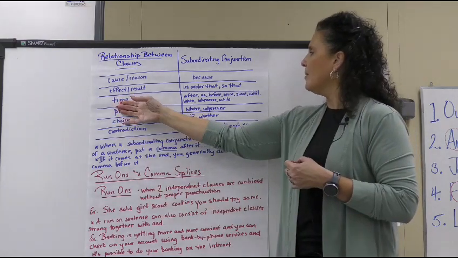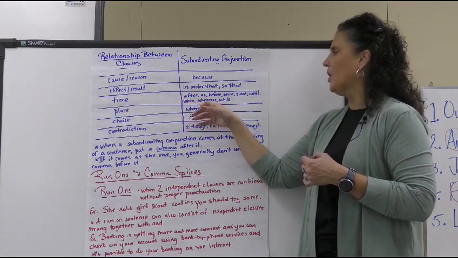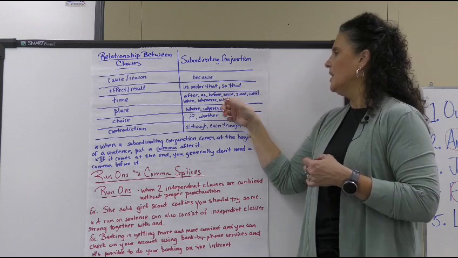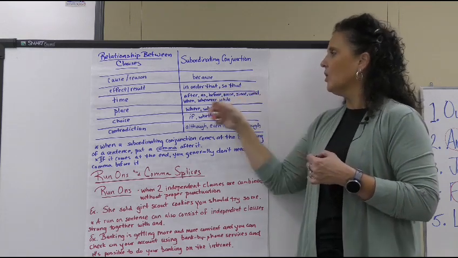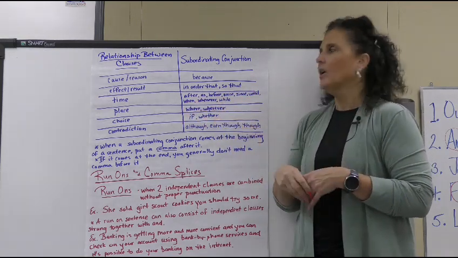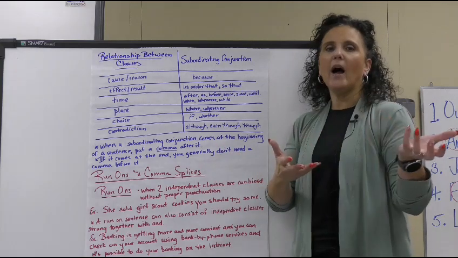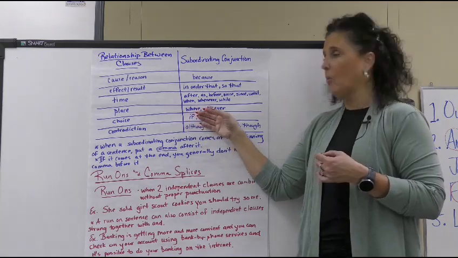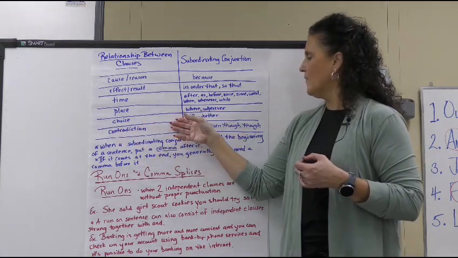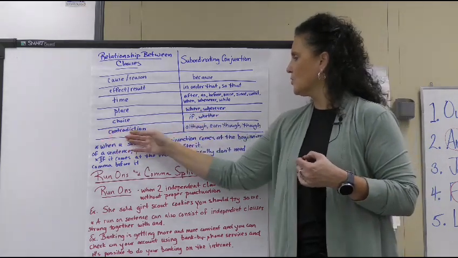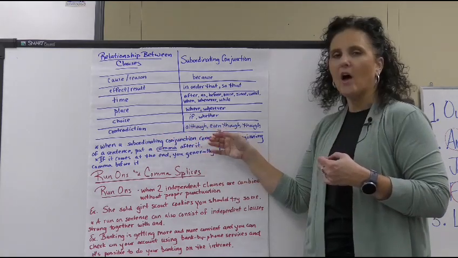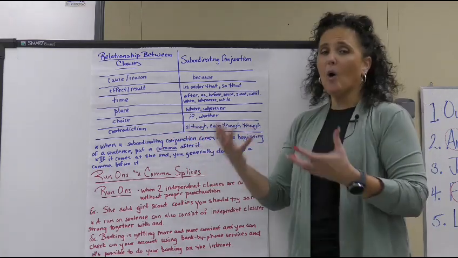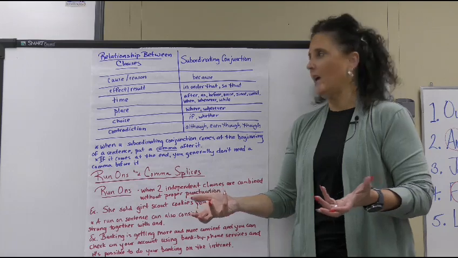And then we have time. We can look at something happens after, as, before, once, since, until, when, whenever, while. We were standing in line while they were looking at tickets. A place, that's where or wherever. A choice, if or whether. And a contradiction, although, even though, though. Although we had our umbrella, we still got wet.